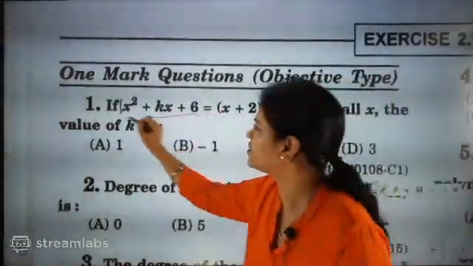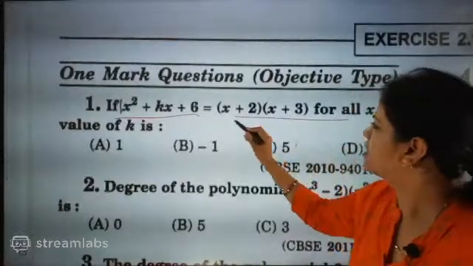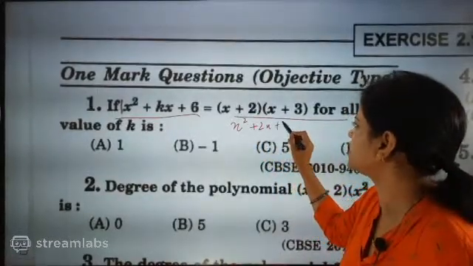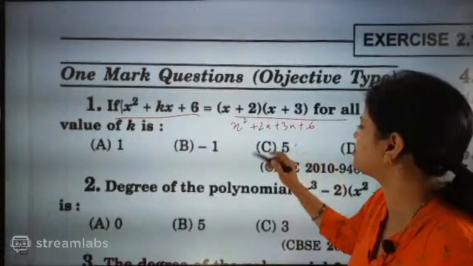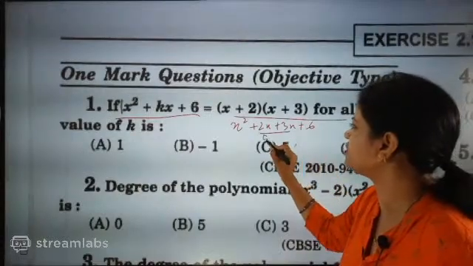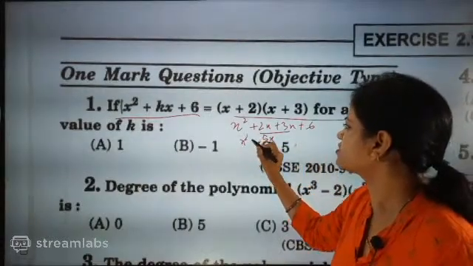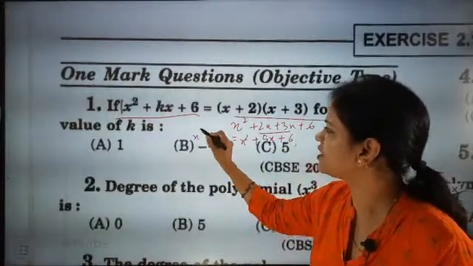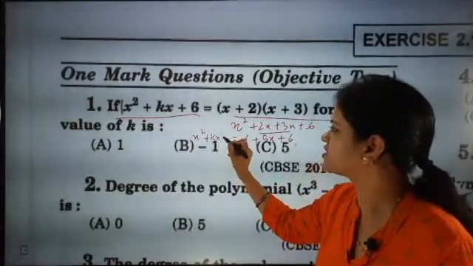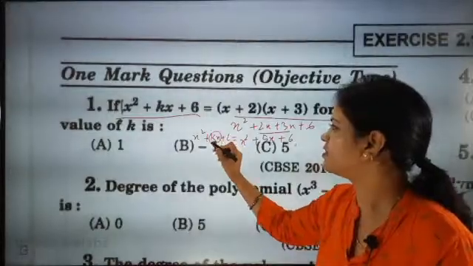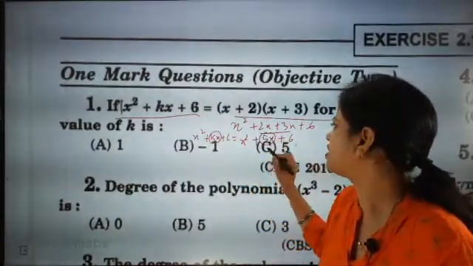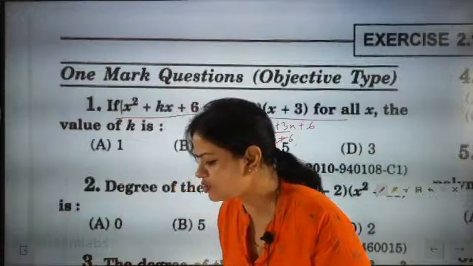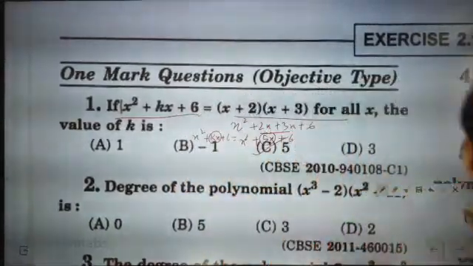You know that in an equation the left side is equal to the right side. So this side, if you multiply, x square plus 2x plus 3x plus 6 will be coming. 2x plus 3x will become 5x. So x square plus 5x plus 6, and this side is x square plus kx plus 6. Equating the like terms, kx will be equal to 5x. So k is going to be 5. Absolutely, those who have given answer C are absolutely correct.